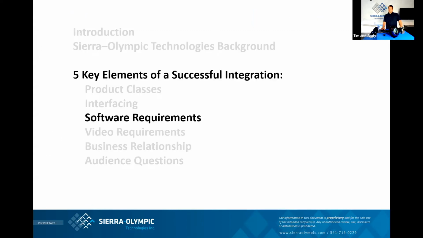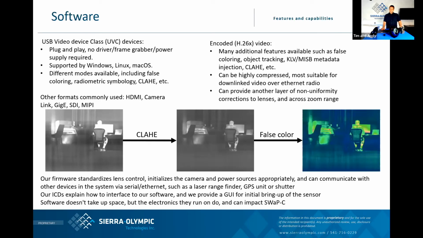Next I'll go into a little bit more detail on the software interfaces and electrical interfaces. They kind of play together. We have two primary interfaces that we offer to customers. There are other ones as well, like HDMI, Camera Link, GigE, SDI, and MIPI. But the two big classes that we like to work with are encoded video and raw video over UVC.